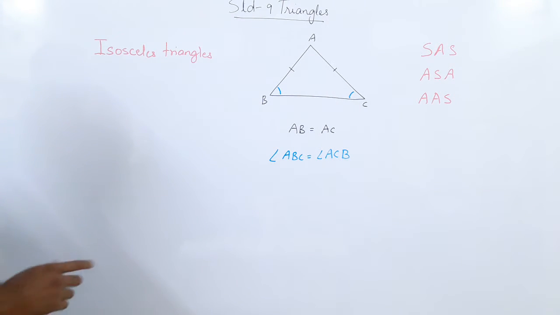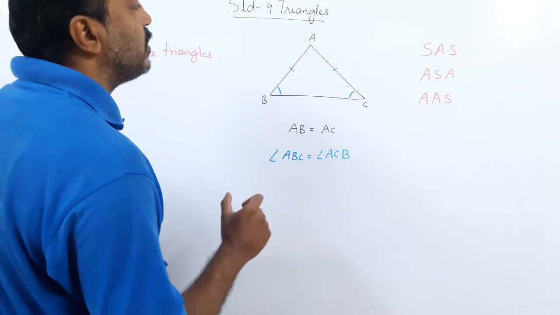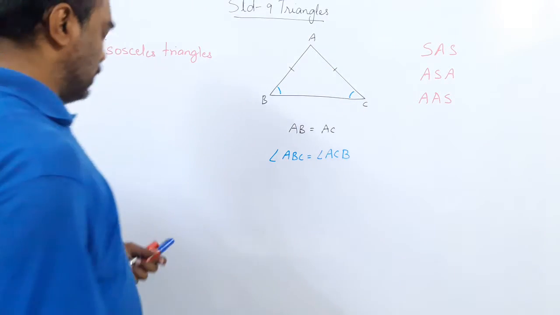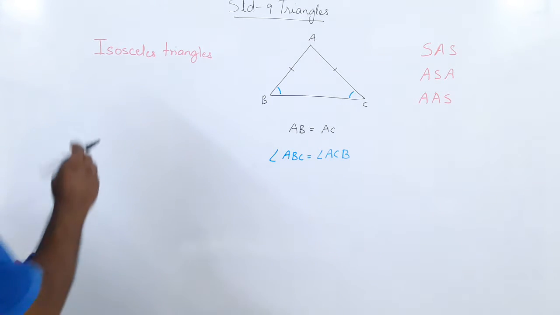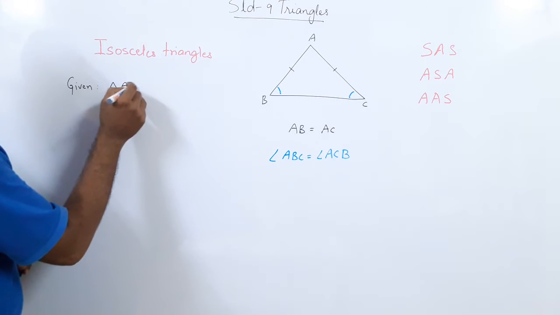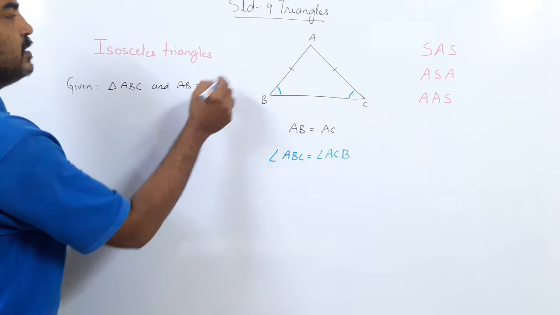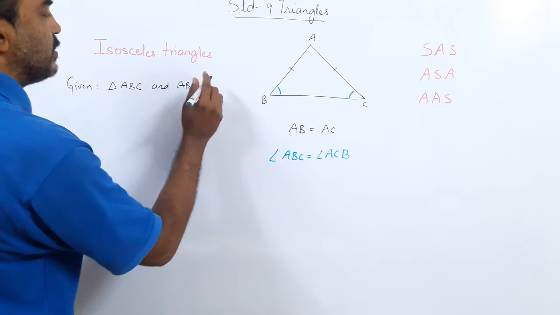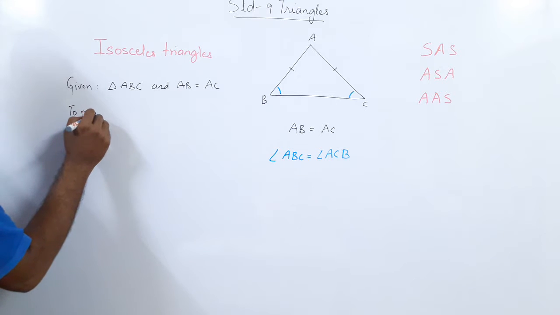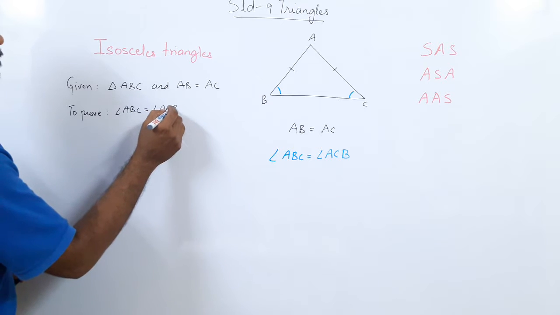So is it clear to you, the theorem? We are given a triangle in which two sides are equal. Now the theorem is, if the two sides are equal, angles opposite to them are also equal. So if you look at this theorem, what are we given? Given triangle ABC, and in the triangle AB equal to AC. That is given to us. What we have to prove? We have to prove angle ABC is equal to angle ACB.